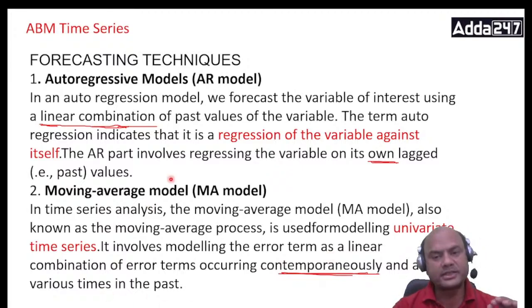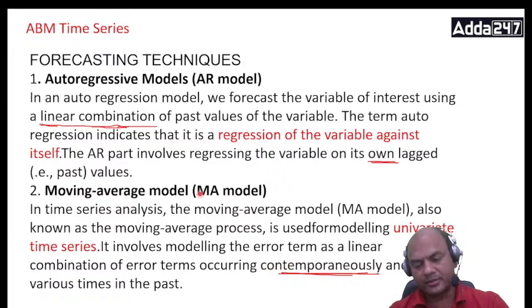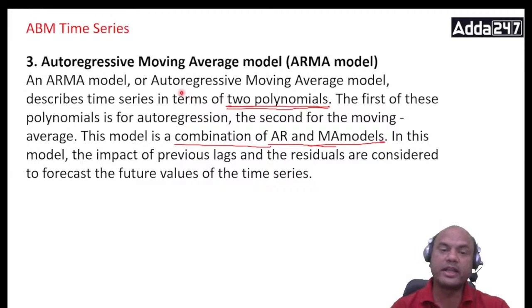So from the exam point of view, remember: auto-regressive means linear combination of its own lagged values. Moving average means univariate. And if they give you this word contemporaneously, then it is MA. And now it's a combination, ARMA.